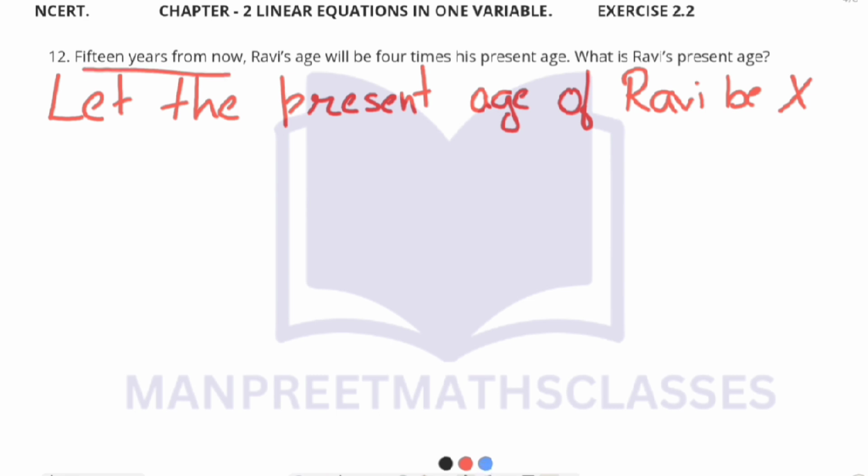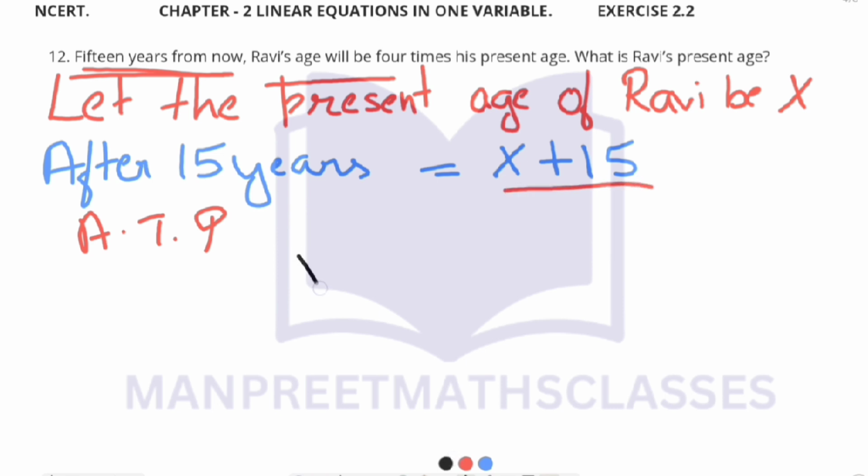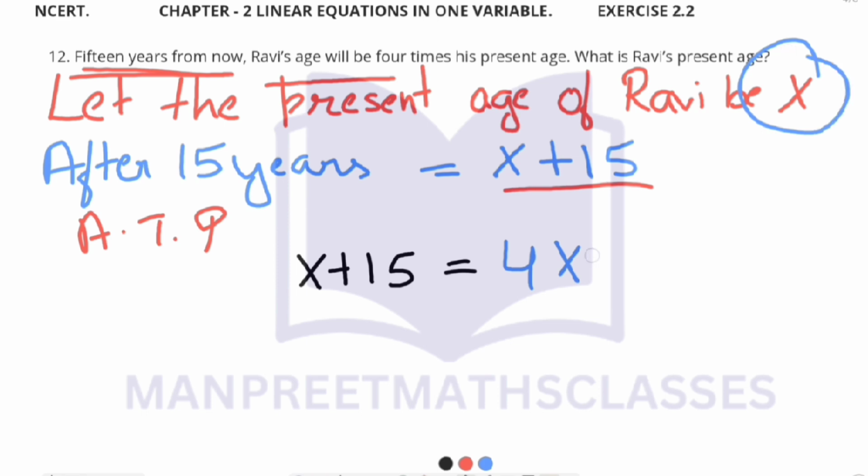So now our next step will be to calculate Ravi's age after 15 years. So his age after 15 years will be x plus 15. Now according to the question, what is given? 15 years from now, Ravi's age will be 4 times his present age. So the age after 15 years, x plus 15, will be equal to 4 times, meaning 4 multiplied by Ravi's present age, which is x. So x plus 15 is equal to 4x.